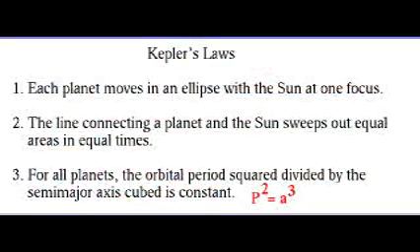The first law of Kepler's motion states that the orbit of every planet is an ellipse with the Sun at one of the two foci. The second law states that a line joining a planet and the Sun sweeps out equal areas during equal intervals of time. The final law states that the square of the orbital period of a planet is proportional to the cube of the semi-major axis of its orbit.